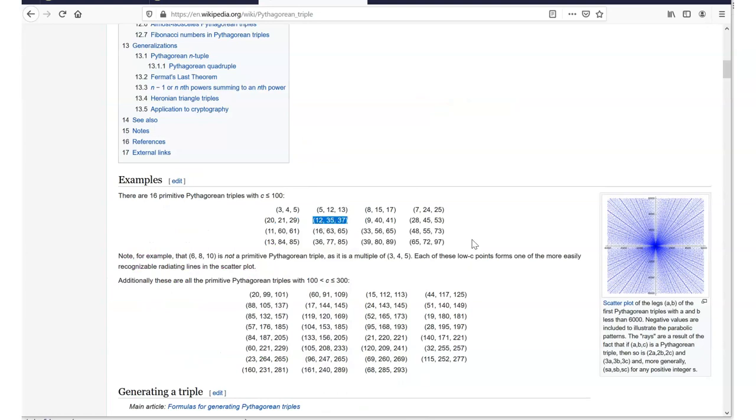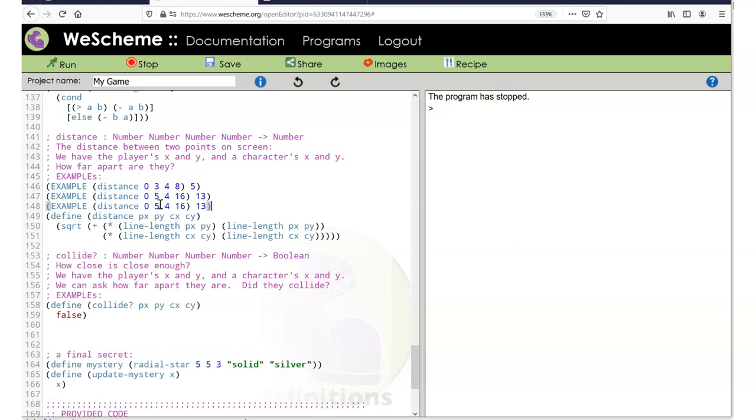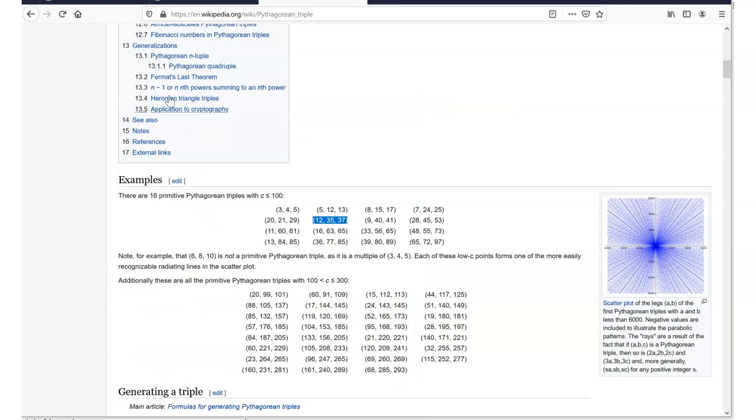We could even put in a Pythagorean triple we've never seen before. 12, 35, 37. Do one more copy. Paste. Well, I can make a 12 by putting 12 here. I need to look at that again. I should have written it down. Here's what I normally would do. Copy.